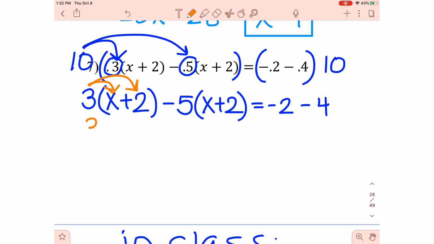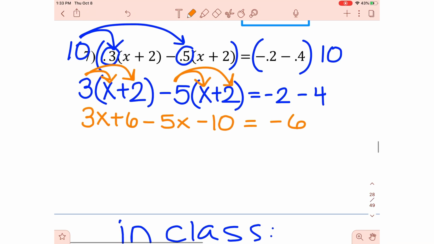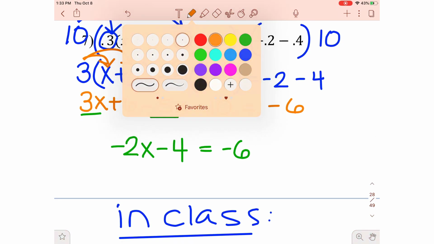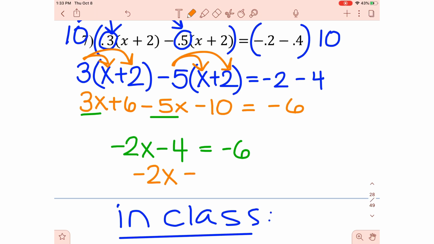So I'm going to distribute the 3x plus 6, distribute the negative with the 5. So minus 5x minus 10 equals, combine like terms, negative 6. So 3 minus 5 is negative 2x minus 4 equals negative 6. I'm going to add over the 4, so negative 2x equals negative 2, divide over negative 2, so x equals 1.